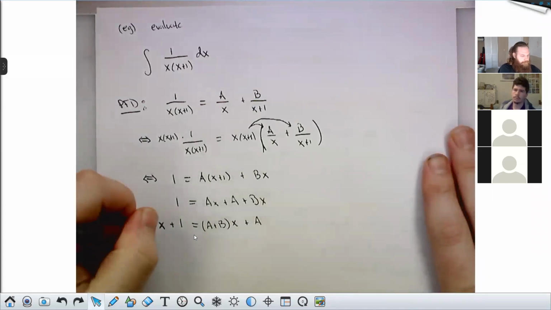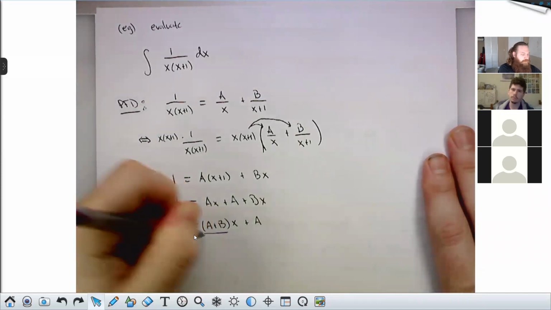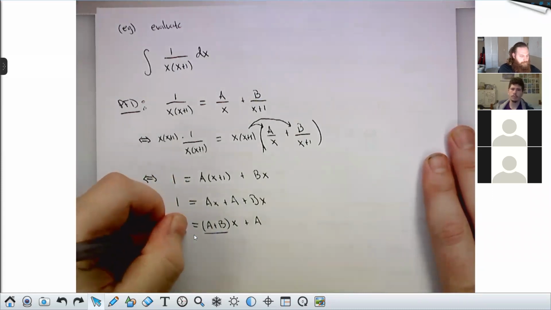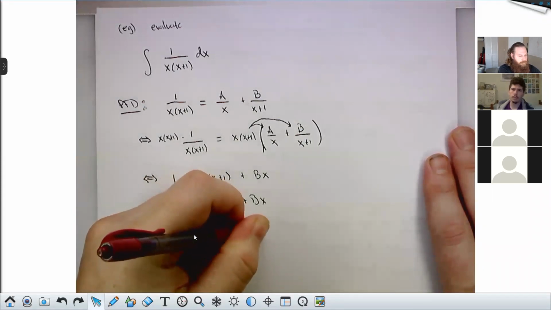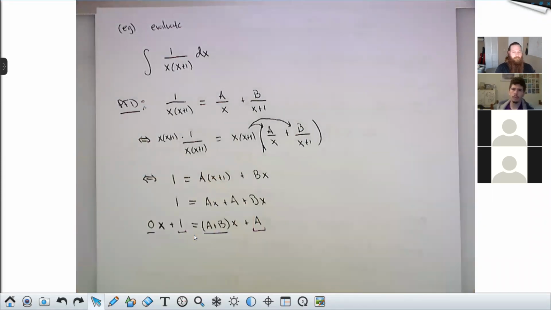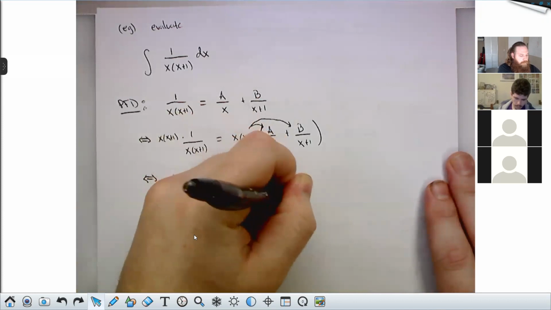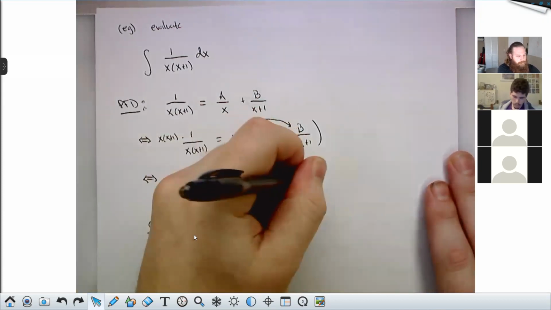So a plus b has to equal 0. And a on its own has to equal 1. We are equating coefficients, just like we did in the very first thing, right, with the quadratic. So this implies, or is actually equivalent to, the system.